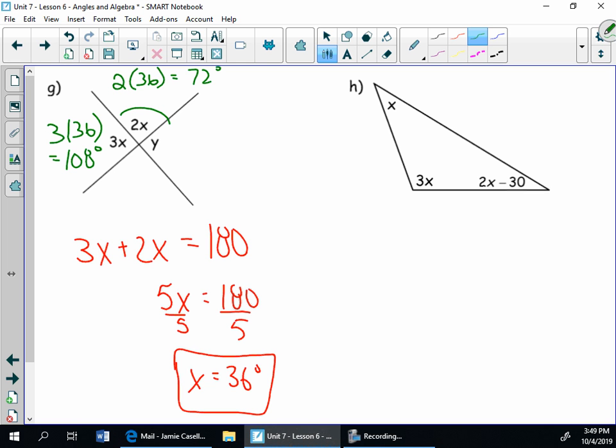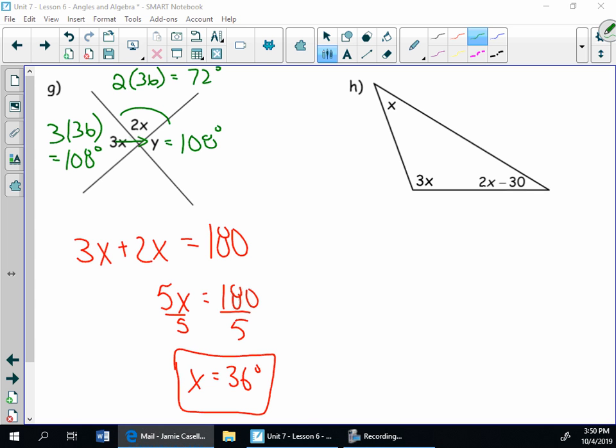And if I know what this one is, I can figure out why, because they're across from one another. It also must be 108. I figured out the missing angles when I didn't have any by using some sort of geometric property and built an equation. Let's try that for the next one.